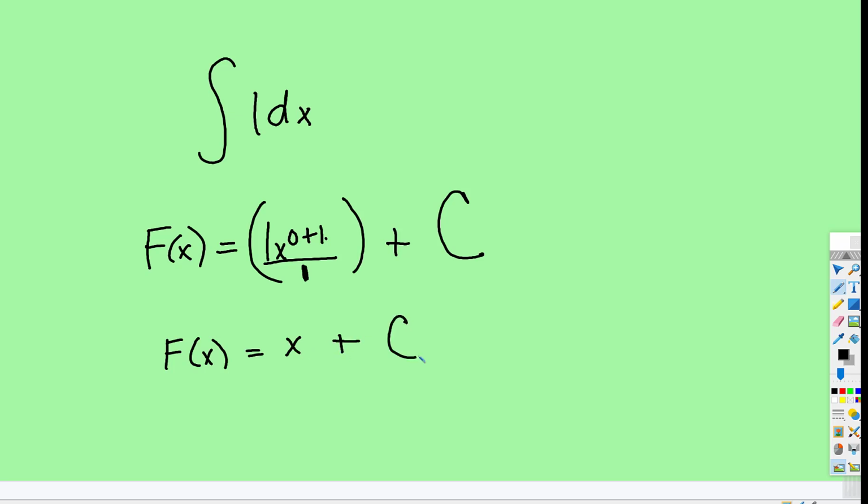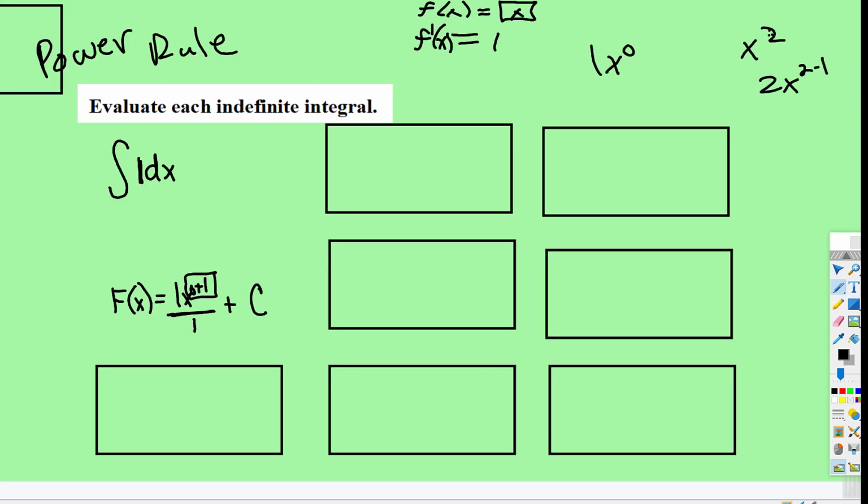x plus C. Make sure that we can tell it's a capital. If not, you will lose points on a test. If it looks like this, you will lose not a lot of points, but you will lose some points if it's not an obvious capital C. That is some constant, because remember, the derivative of a constant is 0. So this original function could have been x plus 5,000. Well, the derivative of 5,000 is 0, so we wouldn't know what that constant is. So that's why on anti-differentiation, on indefinite integrals, you always put that capital C.